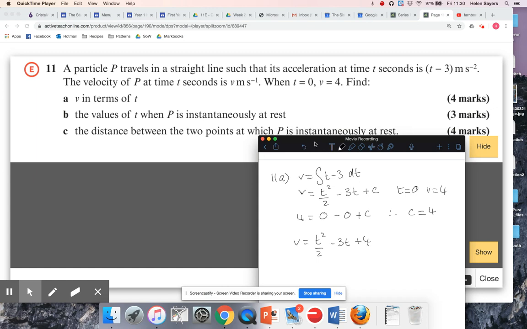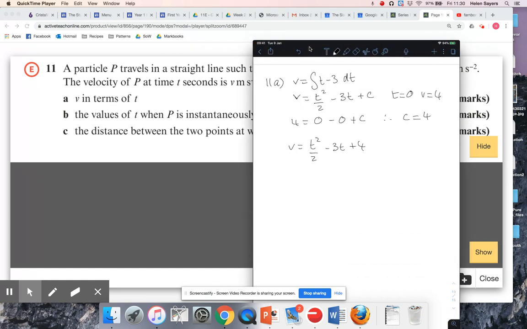Then it wants the values of t when p is instantaneously at rest. Okay, so that's fine. So it's at rest when v is 0. Okay, oh, I'm sorry, I'm stepping ahead of myself there. I was just thinking I'll multiply 3 by 2. Right, okay. So you can put that into your calculator. I'm going to multiply 3 by 2 just to make it a bit easier to factorize. So that then does factorize, but you could put that into your calculator.